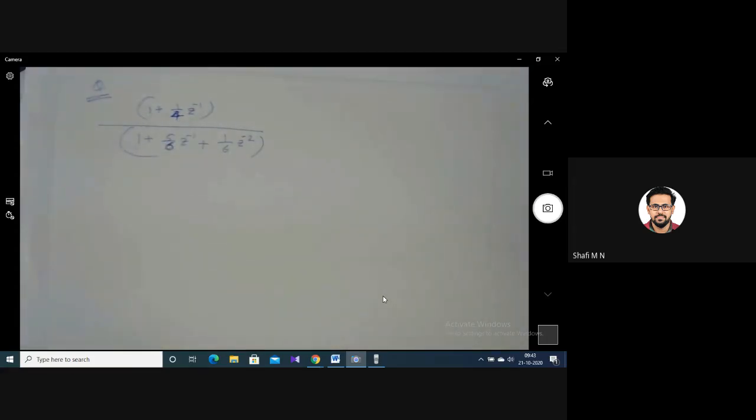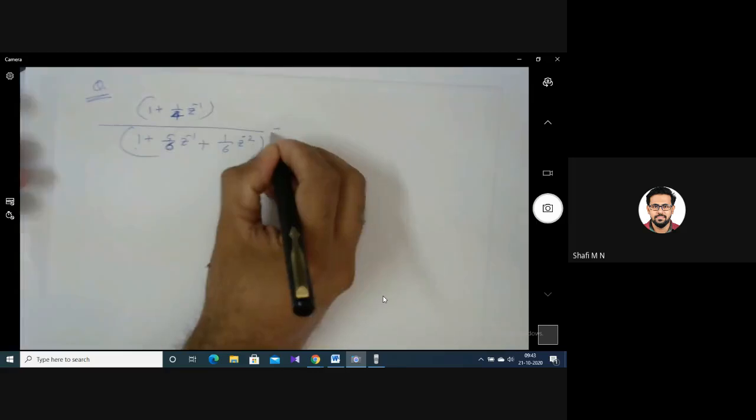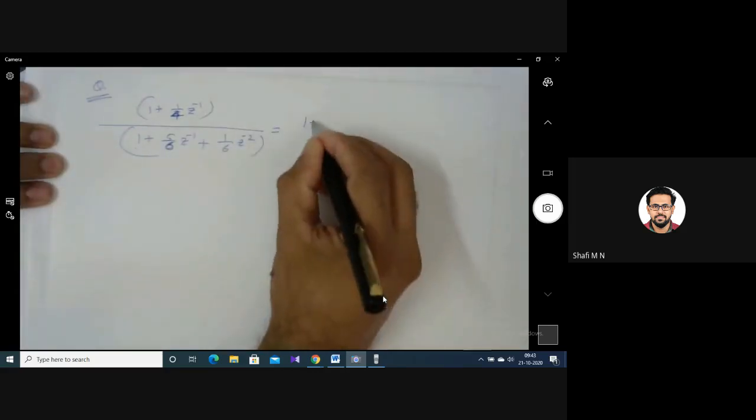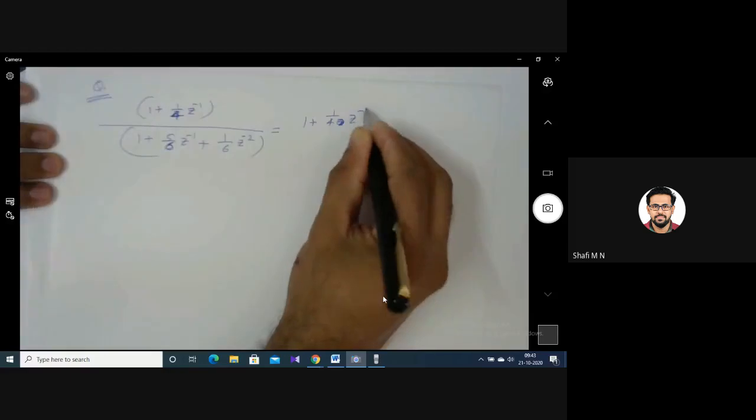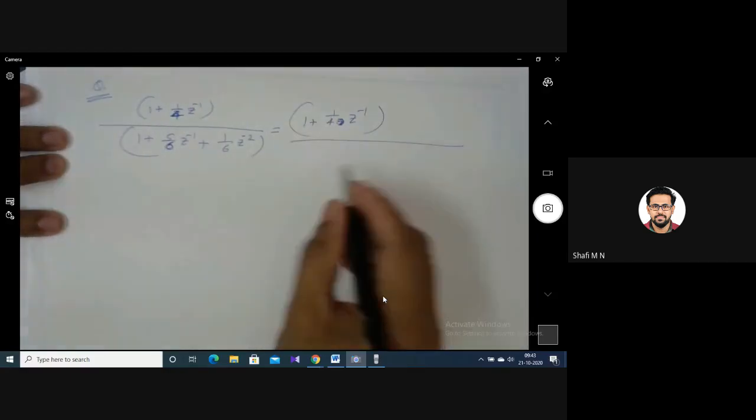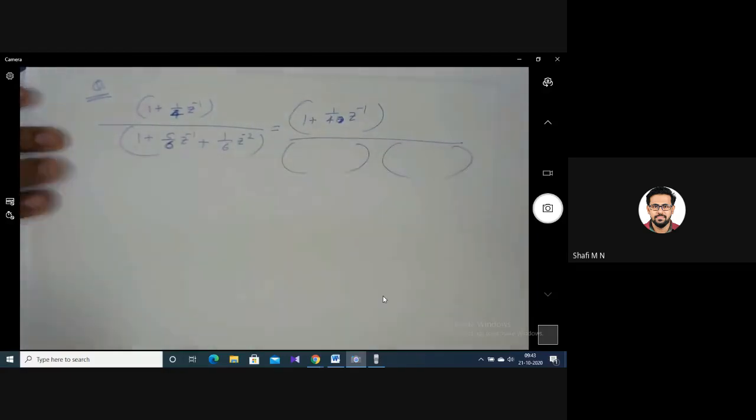Just try this. What is the first step? You have to split the numerator, right? Numerator, there is only one term, so there is nothing more to split up. So this is 1 by 1 plus 1 by 4 z raised to minus 1, divided by, split the denominator into 2. Just do that.